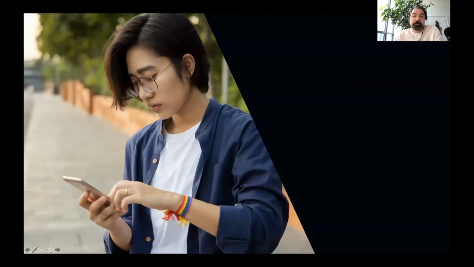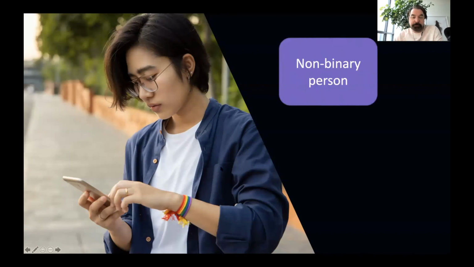Then we're going to hear a second set of accounts from this person here, who is a non-binary person. In other words, they don't identify either as male or female.